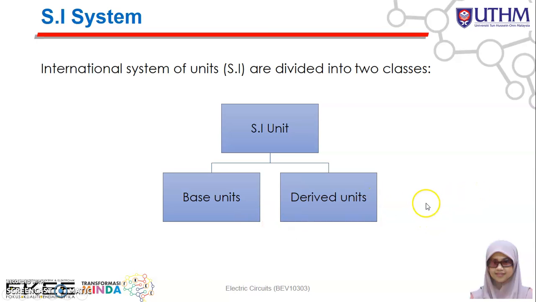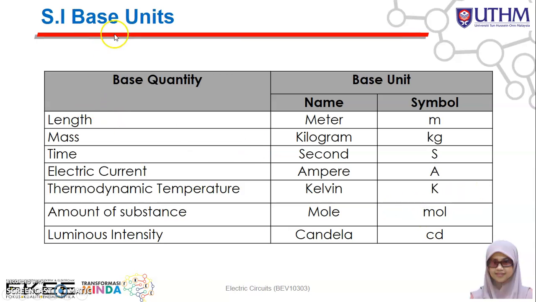So what does it mean by base unit and derived unit? So we go to the next slide. For the SI base unit, it basically represents the basic quantity of the units. We have around 7 base units, which are length, mass, time, electric current, thermodynamic temperature, amount of substance, and luminous intensity. So this is the name of the unit that we use.